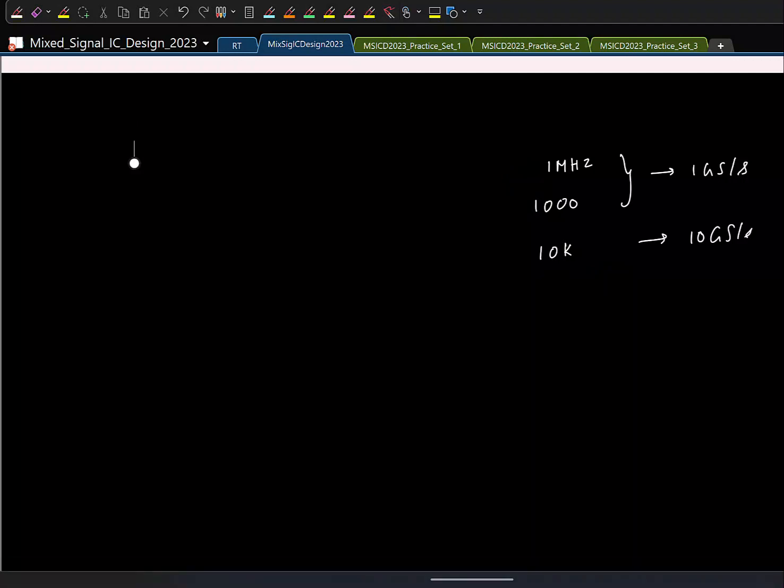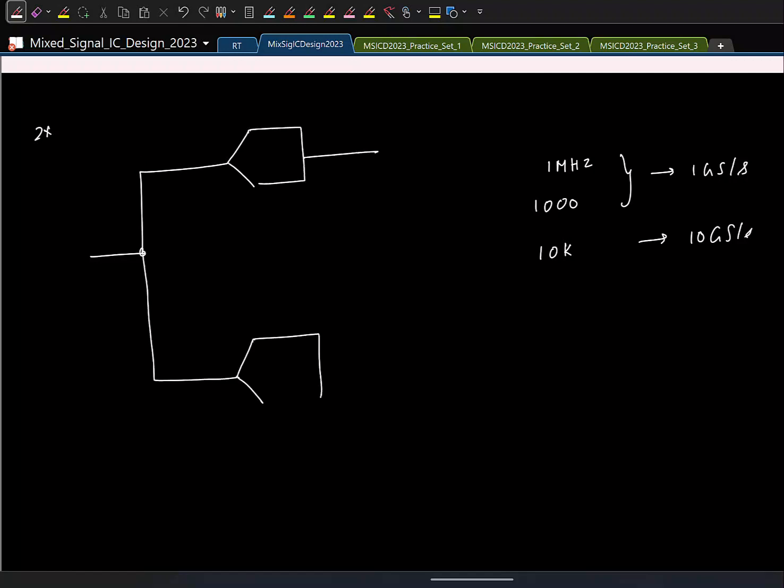So let's see what are the possible mismatches we can have. I'll take a 2x interleaved ADC. Let's say this is the first ADC and this is the second ADC. Each of them is operating at fs by 2. The first should ideally get a clock of phi of t, and this should get phi of t minus... What should be the clock given to this? TS. So what are the possible mismatches? One thing he told is that this time shift need not be exactly TS. Let's say there is some delta t.